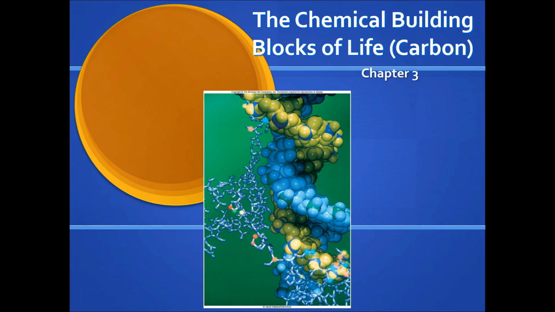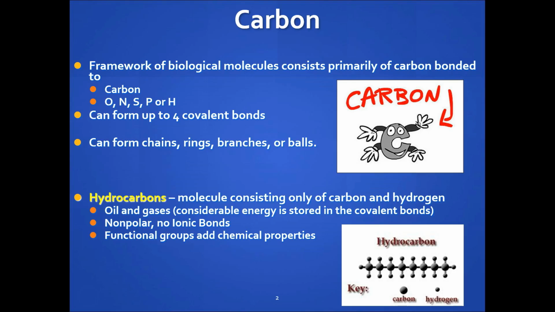All right, welcome to Chapter 3, the chemical building blocks of life. We're going to specifically focus on carbon, and this is going to go back to a lot of what we talked about in Chapter 2 with the valence electrons. And so what we've got to think about is that carbon has 4 valence electrons. It's number 6 on the periodic table. 2 are in level K. That means there's 4 valence electrons in level L. And so that means it has 4 spots. The picture you see has the carbon with 4 little hands, indicating that it can do 4 covalent bonds.